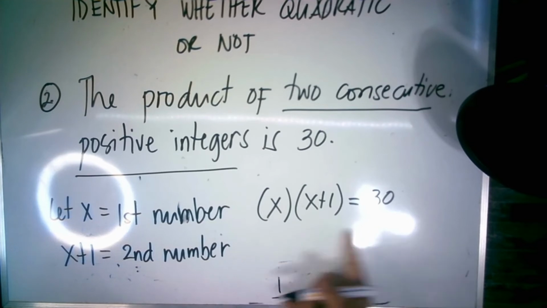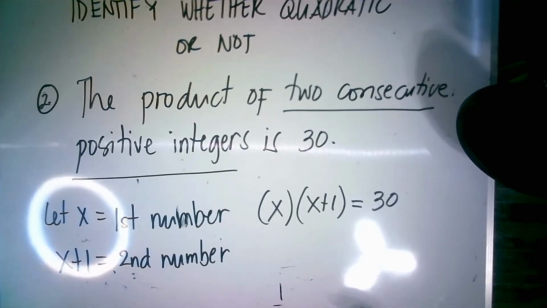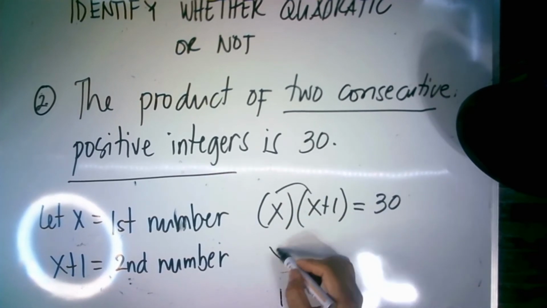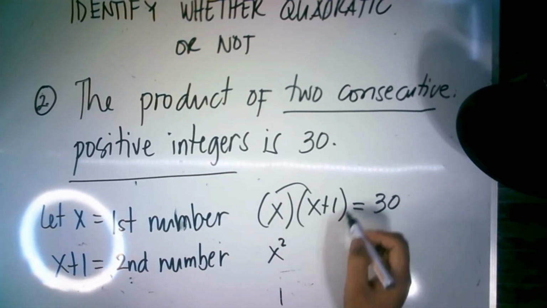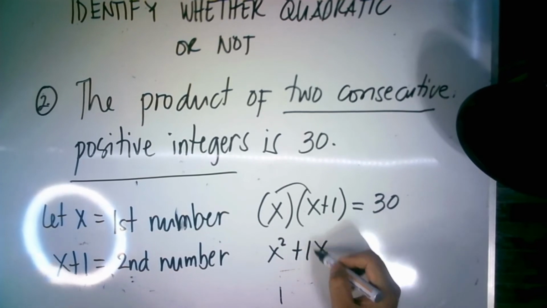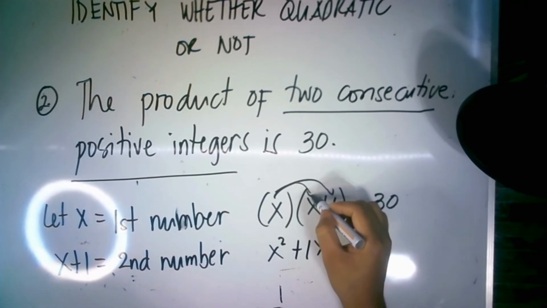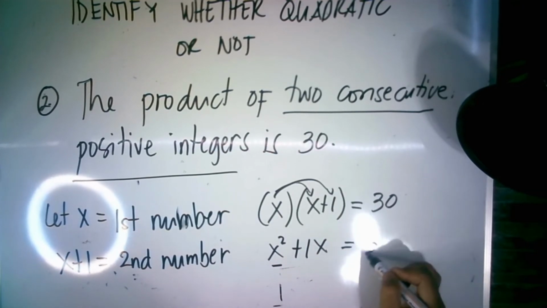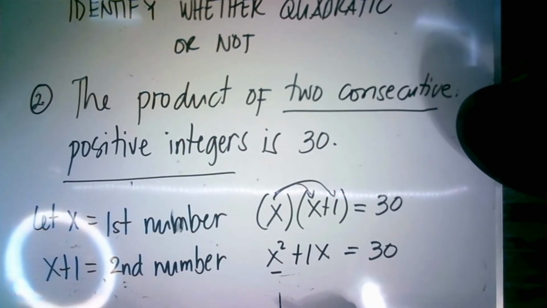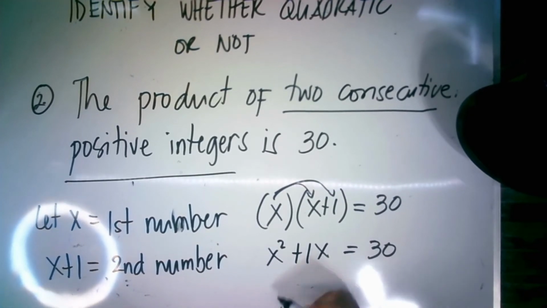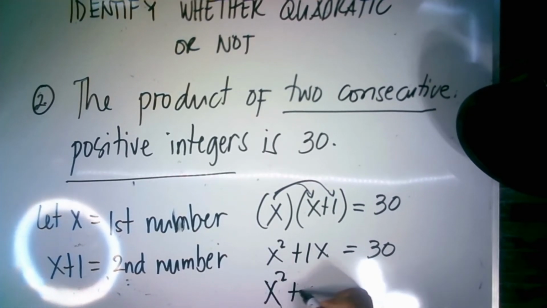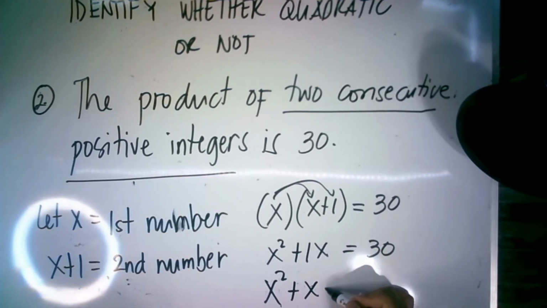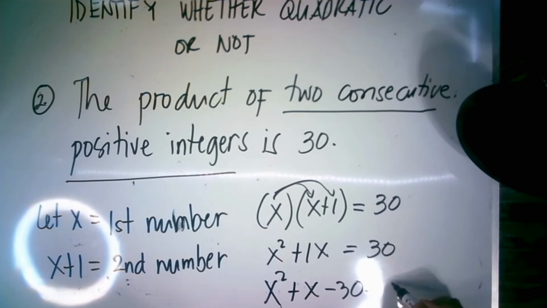Kung tanaw na ito ni Karun, pag i-multiply na ito, makuha ito ang standard form sa itong quadratic equation. X times x, x squared, x times 1 is 1x, equals 30. So, this will become x squared plus x, ibalhin sa 30 using transposition method, may mo siya negative 30 equals 0.